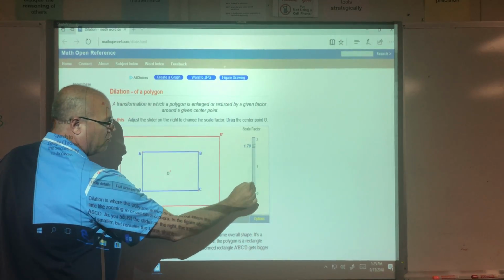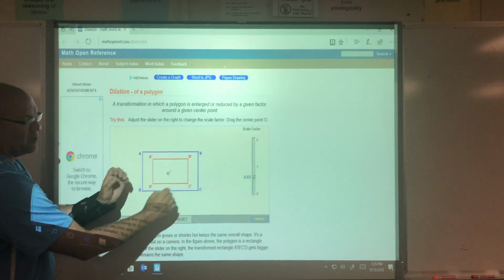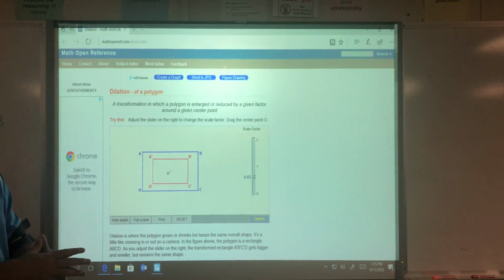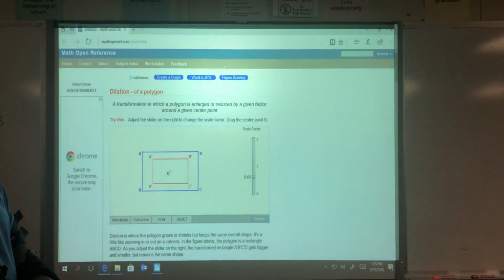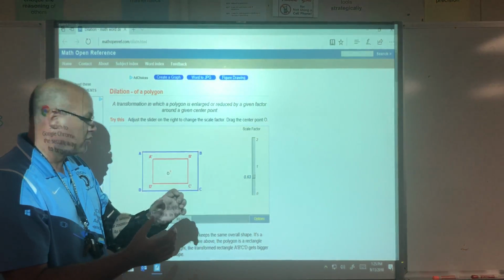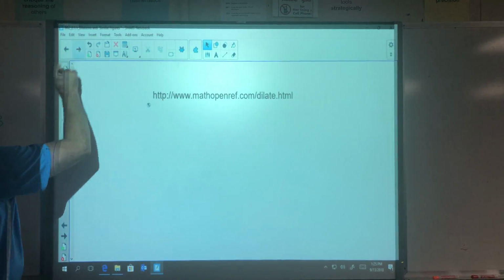If you go below 1, scale factor there, 0.63, the figure is going to be smaller. So if the scale factor is bigger than 1, it's going to be larger. If the scale factor is between 0 and 1, it's going to be reduced or shrunk. Okay? So let's look at our first example.